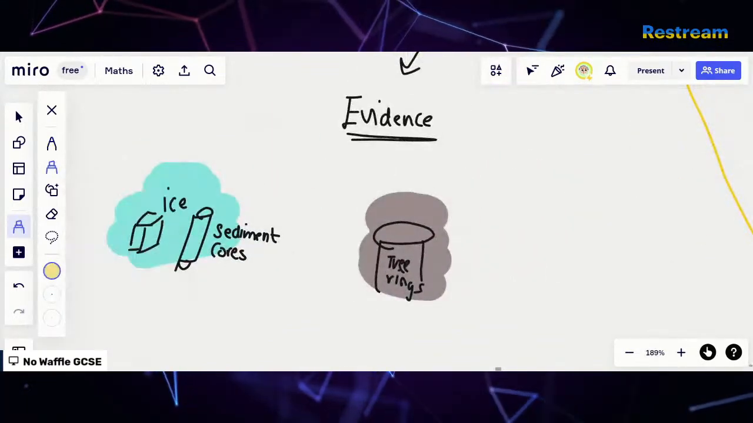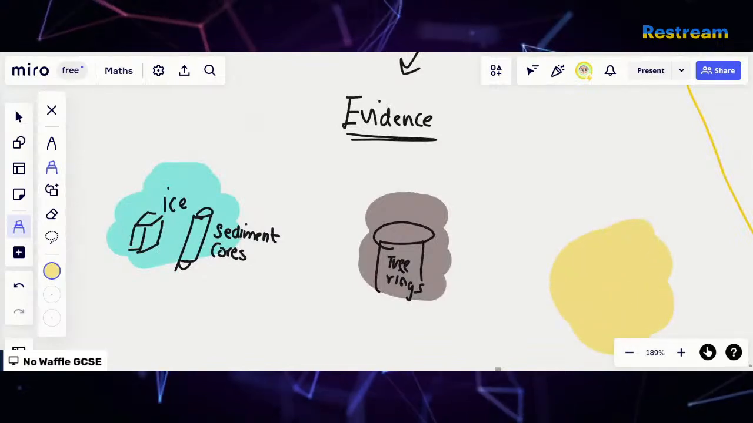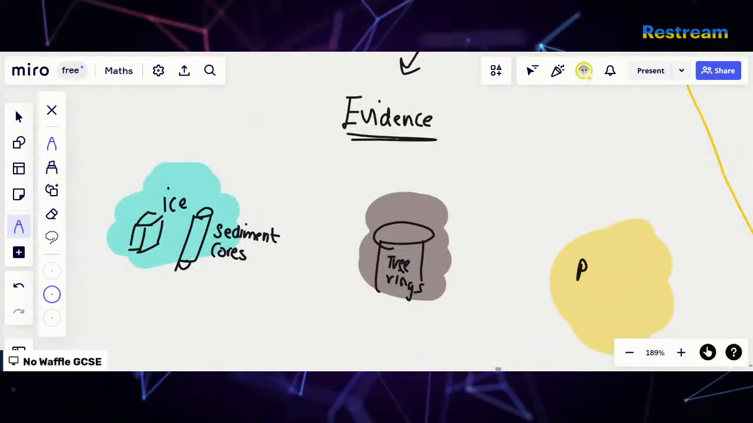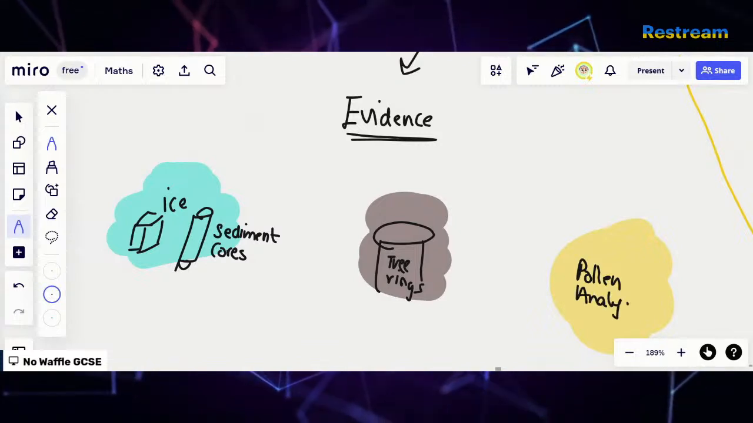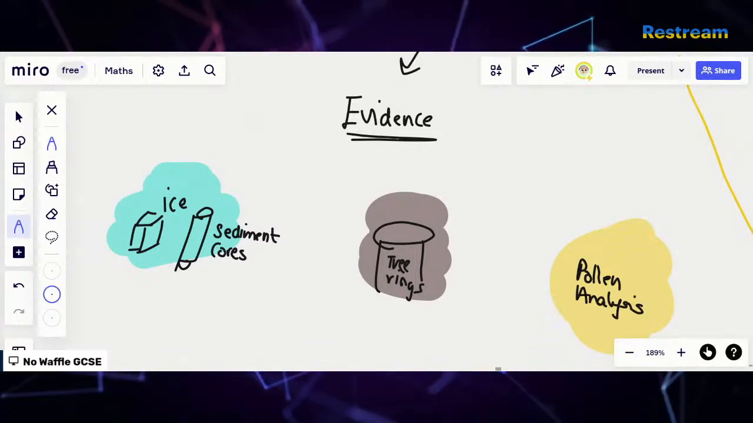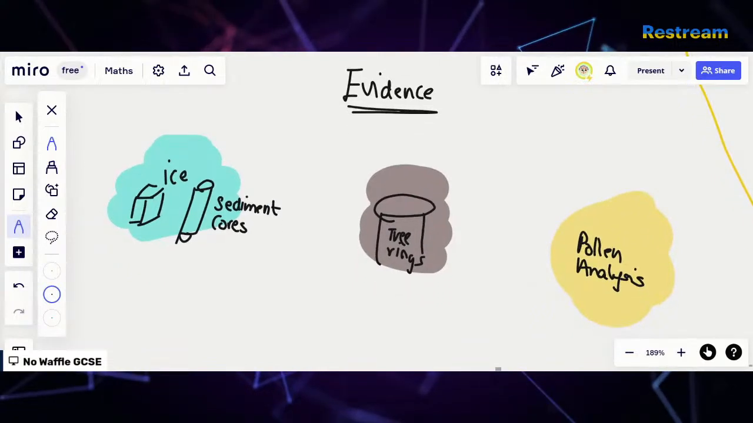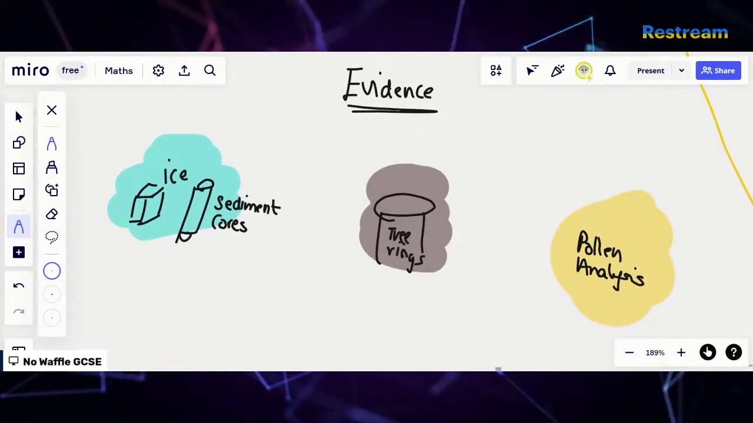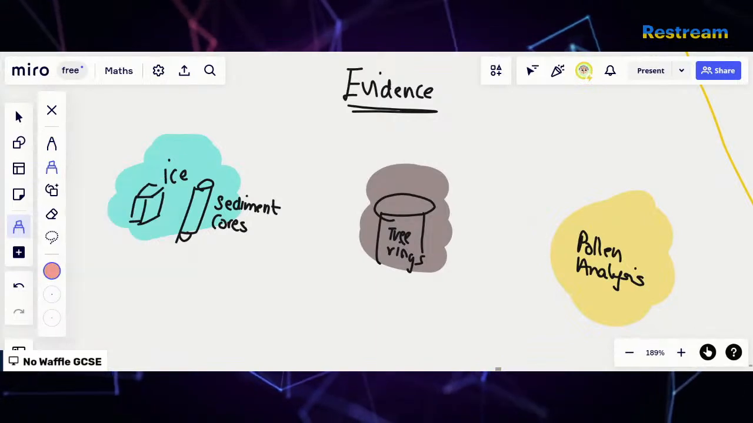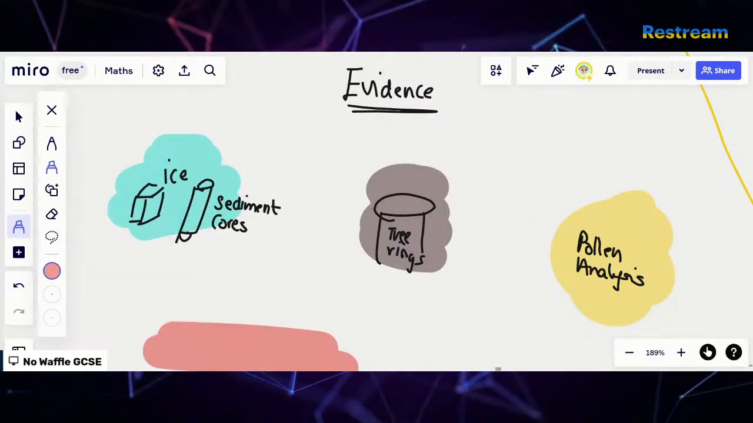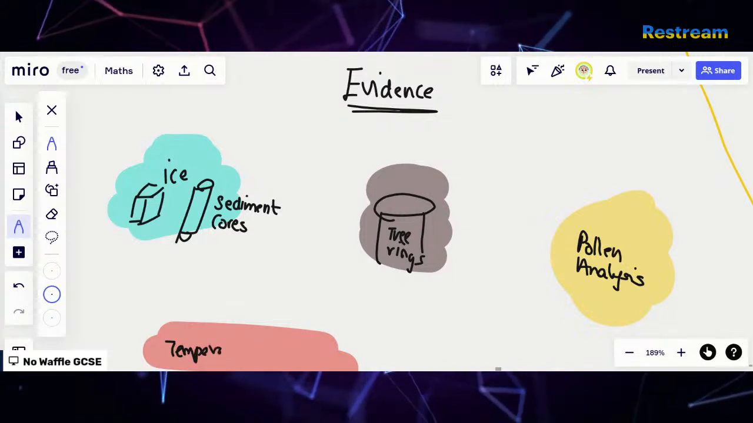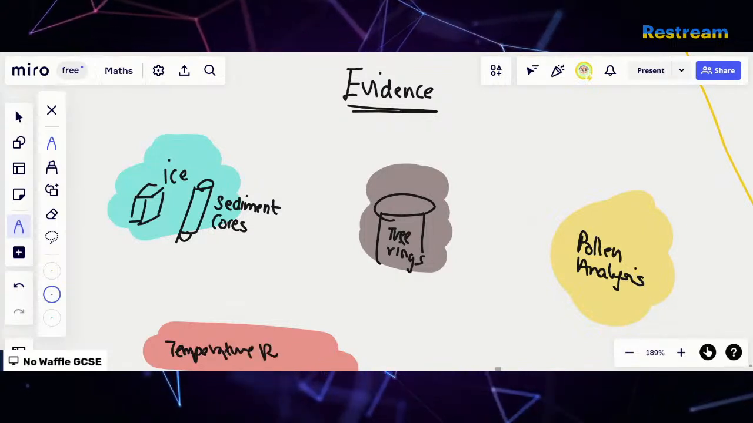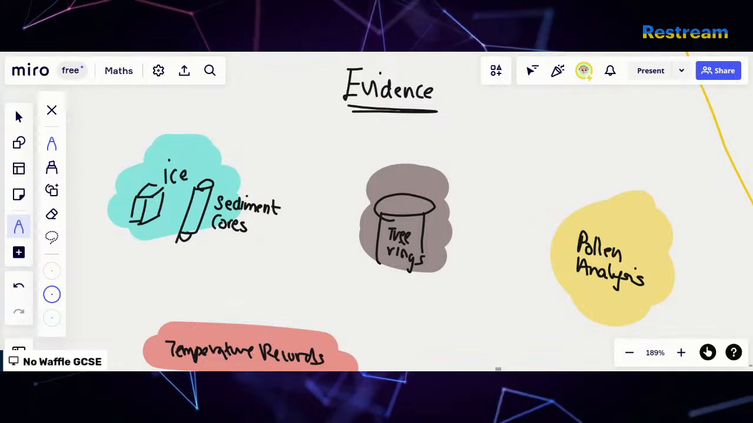That's why it doesn't often come up. But let's talk about it. Pollen analysis. And then temperature records, which again isn't that useful because we only started being able to record temperature within the last century. So just a discussion about each one.